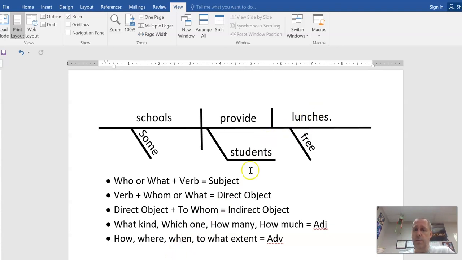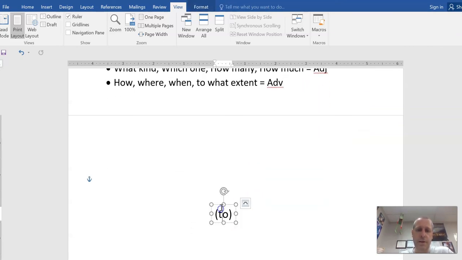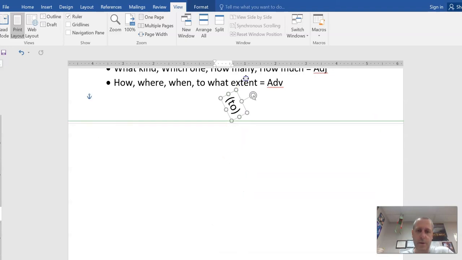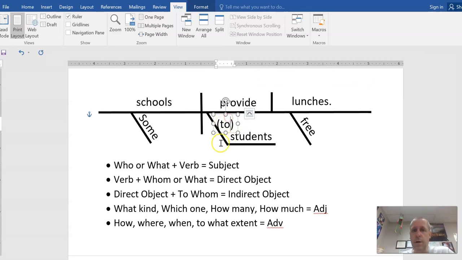Where are those lunches being provided? They are being provided to students. That is the direction that they are being given. And where is an adverb question. So it's where they're provided, not what kind of lunches. They're not two student lunches. And in fact, you can even think of it like there is a little imaginary to there that you would put right there. We'll go into more detail with this when we talk about prepositional phrases.